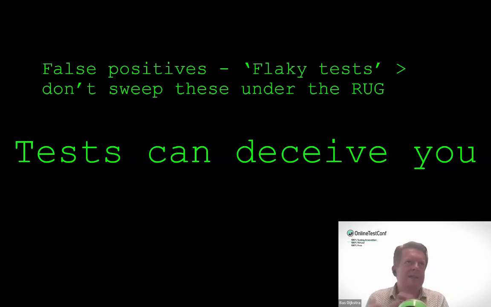And so the typical ways in which our tests can deceive us are, first, false positives. A false positive to me is a test that indicates there's a product problem when the problem is actually in the test or in the test environment or in the test data, but not in the product itself.